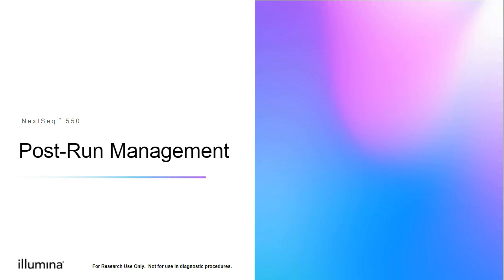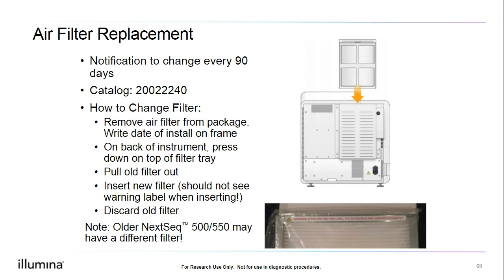Lastly, let's discuss post-run instrument management and maintenance. There will be a notification every 90 days when the air filter needs to be changed. The air filter can be purchased from your MyIllumina account using the catalog number here. The air filter can be changed on your own, and instructions are listed in the system guide.